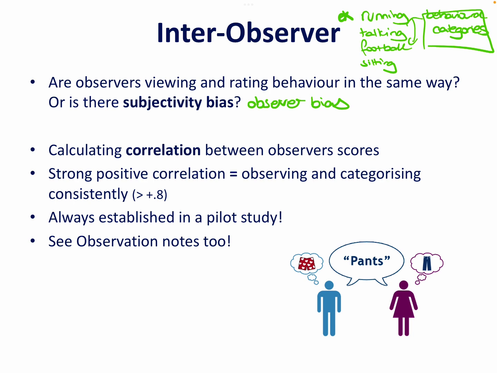So this is what we want to do. Our 4 steps for calculating inter-observer reliability. Our first step is to ensure that we have 2 observers observing the same behavior at the same time. That's our first step.